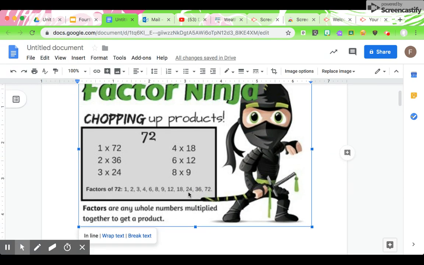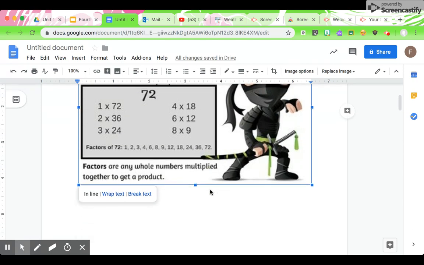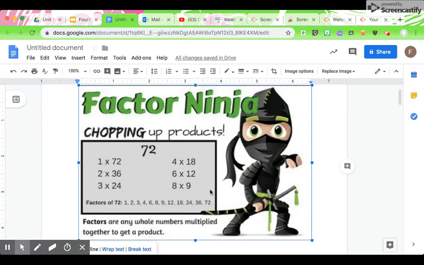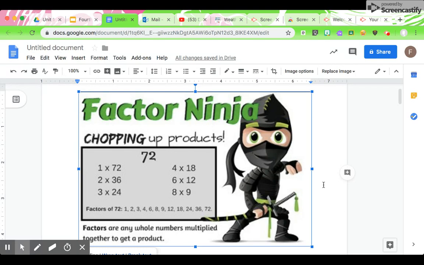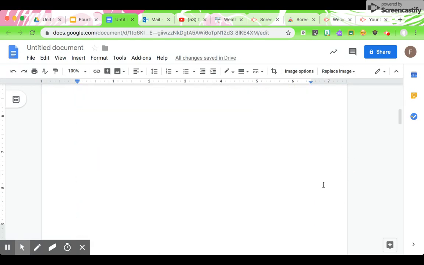Now what I love about this poster is that it listed out the factors of 72 in numerical order. So notice they started with the smallest number and went to the greatest number, which is 72, which was our number. So our Factor Ninja guy here in this picture is a great guy to help you remember that you need to chop up that number and find all the multiplication facts that create the number 72. Factor Ninja works for any whole number that you are given in any activity.